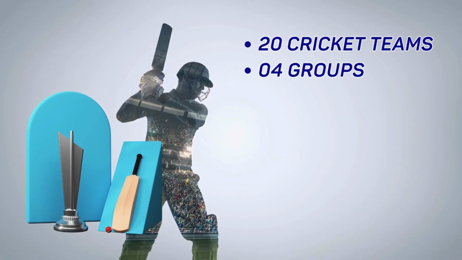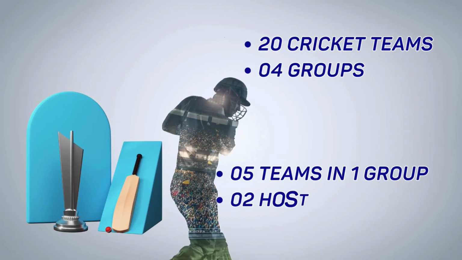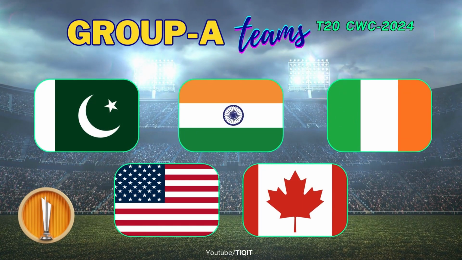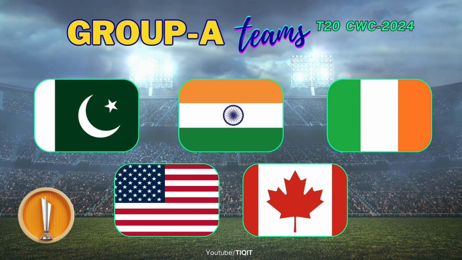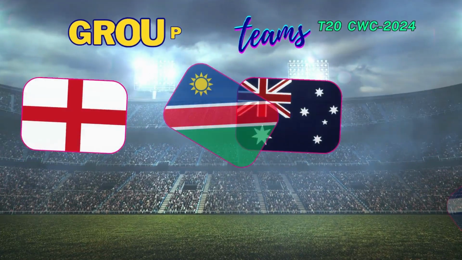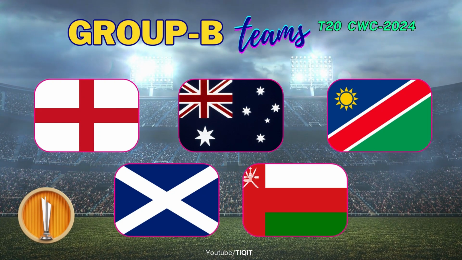In this video, you will know about ICC T20 Cricket World Cup 2024. Teams are divided into 4 groups, 5 teams in each group. In Group A, Pakistan, India, Ireland, USA and Canada. In Group B, England, Australia, Namibia, Scotland and Oman.